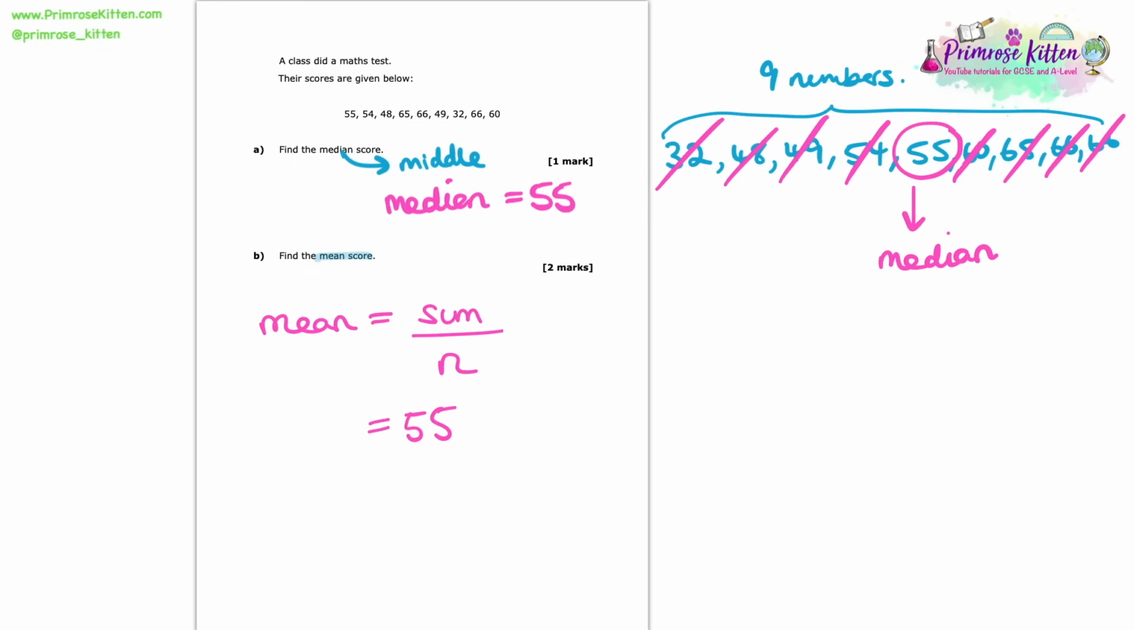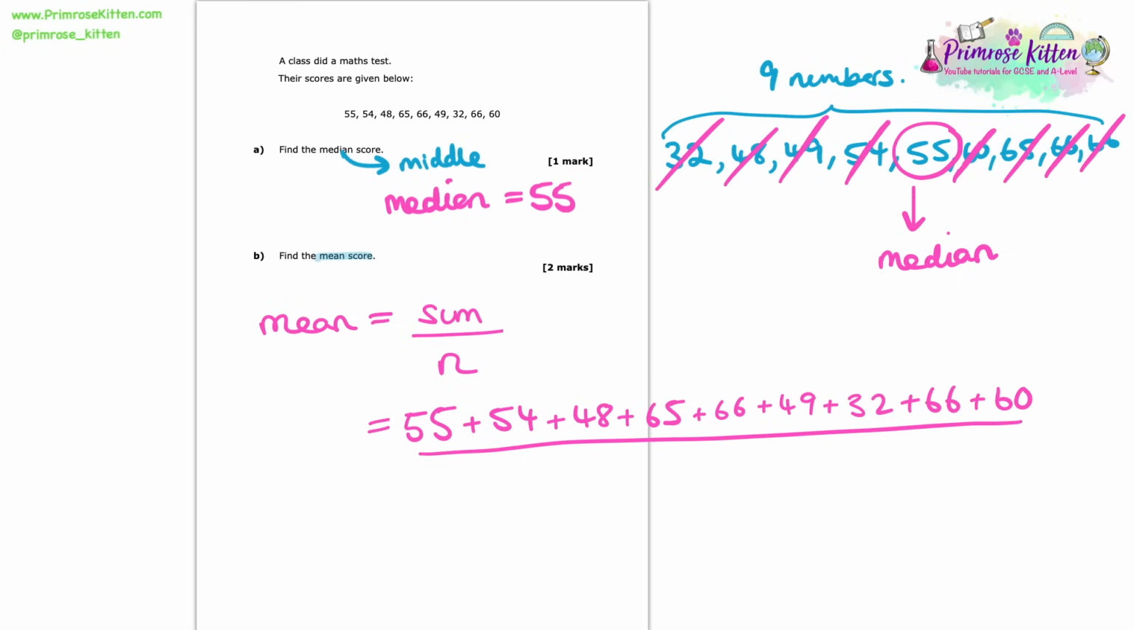So here that means we're going to do 55 plus 54 plus 48 plus 65 plus 66 plus 49 plus 32 plus 66 and then plus 60. And we're going to divide all of those through by 9. So in the end then, let's add up the top bit, and I make that to be 495, which we want to divide by 9.